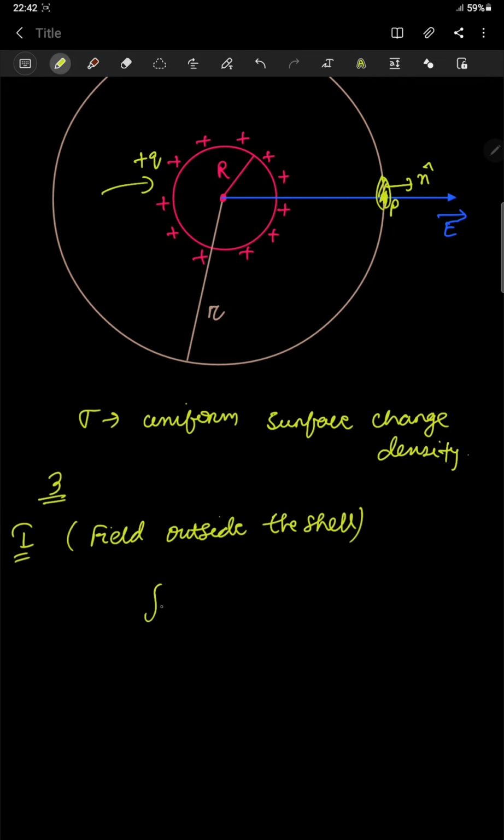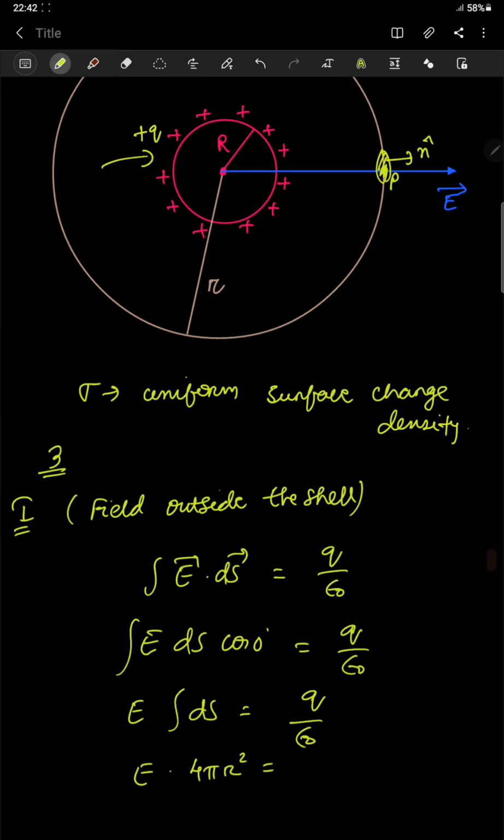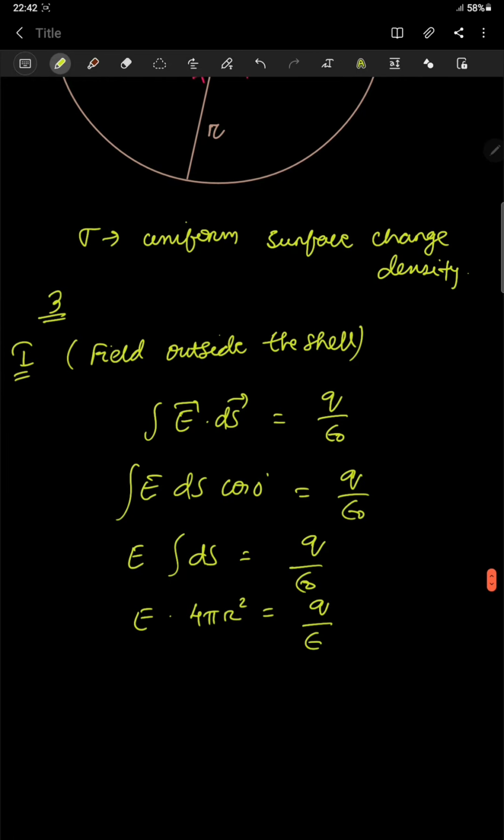Okay, so integration E dot ds will be equal to q by epsilon naught, and E dot product means what? You will have E ds cos 0 degree. Why? Because n cap and E are in the same direction. Is equal to q by epsilon naught, and the integration sign will be there. Electric field is constant, that will come out. Integration ds cos 0 is 1, q by epsilon naught. So what will be ds then? 4 pi. E into integration ds will be 4 pi small r square, because this is the Gaussian surface, q by epsilon naught.